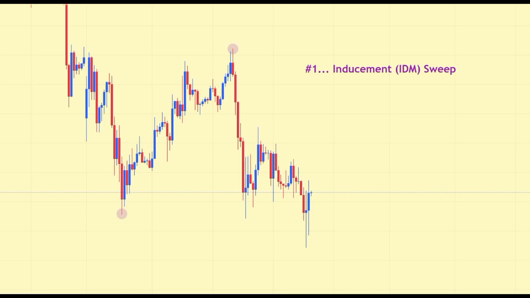And this will be part 1 where I will be showcasing the inducement sweep entry module, which I'll be using as the first entry module that I will be showcasing. Alright, so without further ado, let me dive into it.